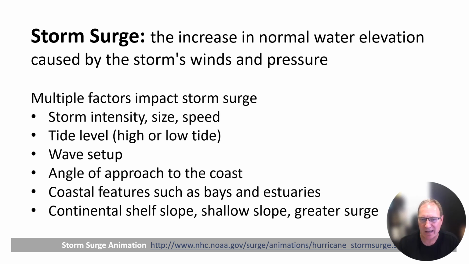If there's a shallow slope, there's a greater surge. Areas around the Mississippi Delta, which is the mouth of the Mississippi River, much of the coastal area of Louisiana, there's a very gradual continental shelf there. Other parts of the country, there's a much steeper continental shelf, and where there's a steeper continental shelf, there's less storm surge in that area, or the storm surge is less profound.